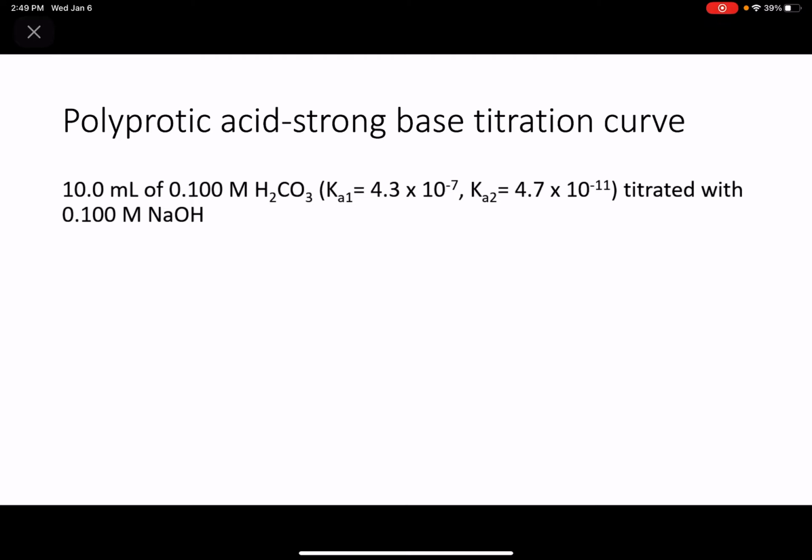Now, we're not going to go through all of the math and the ice tables because we already know how to do that. We've done that multiple times. We did that before, then we reviewed it when we did our titration curves. So I'm going to let you do that step later on, but let's think about this conceptually.